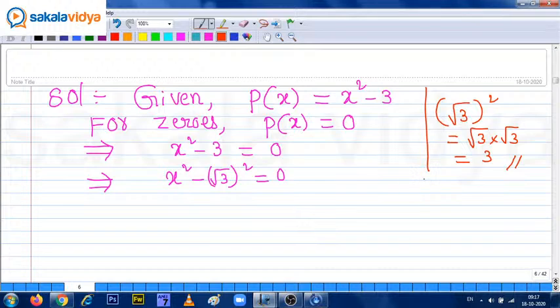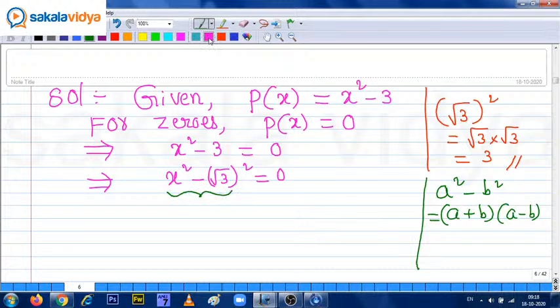Again, the left hand side is in the form of a square minus b square, which can be written as a plus b times a minus b. So the left hand side can be factorized like this: x plus root 3 times x minus root 3 equal to 0.